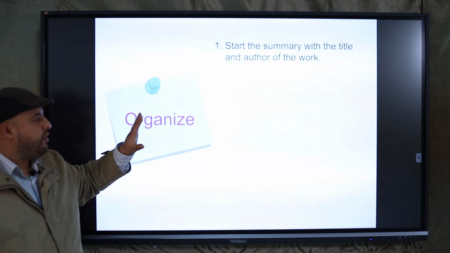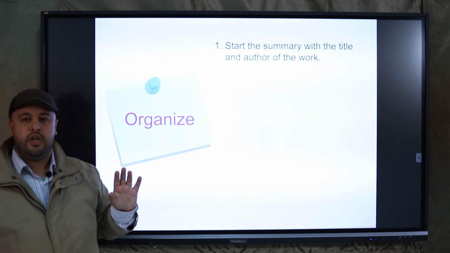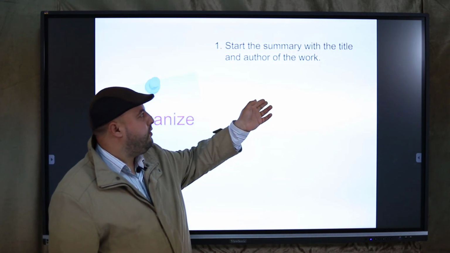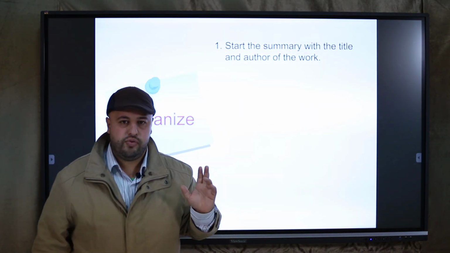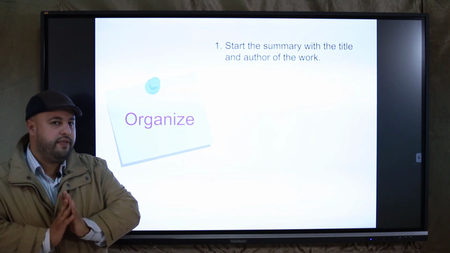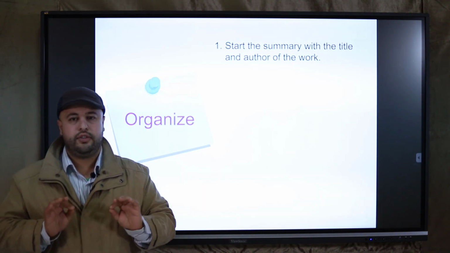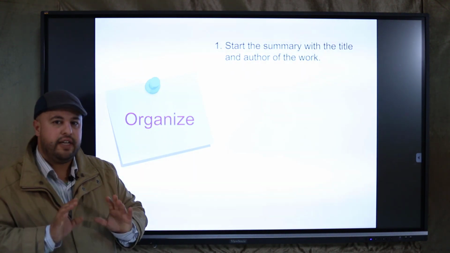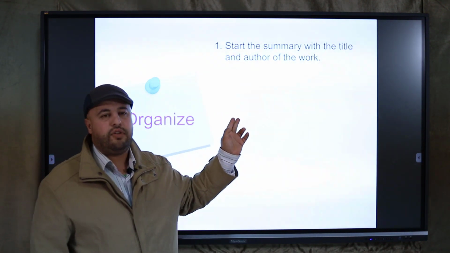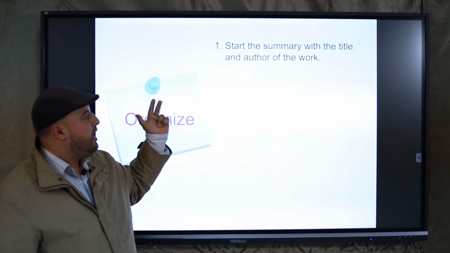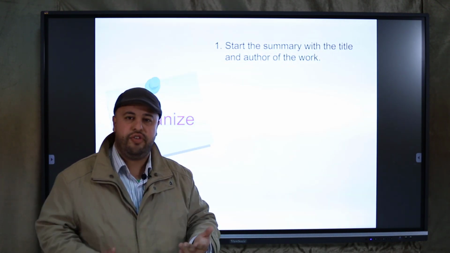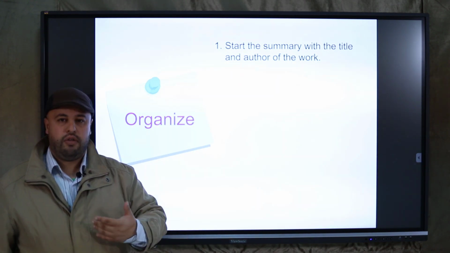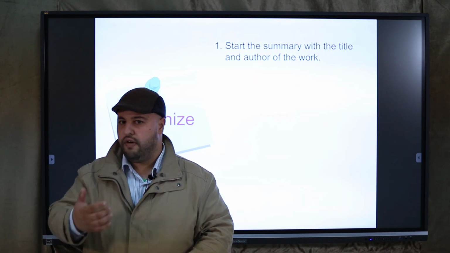So these are some practical techniques to organize your own summary. The first step here is that you have to start the summary with the title and the author of the work. This is very crucial. This is absolutely required to write a very academic, well-organized, well-structured, and systematic summary. So here you have to start the summary with the title and the author's name, to make a distinction, to make a space between your own thoughts and the thoughts of the original text.